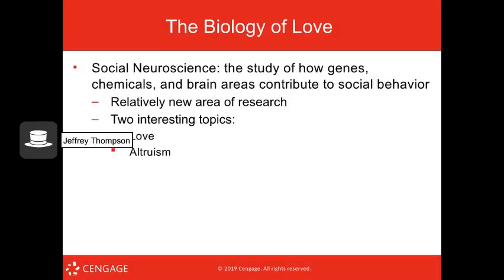Now we're going to talk about love. Ooh. So, social neuroscience is a study of how our genes and chemicals and brain areas contribute to our social behavior. As mentioned before, this is a relatively new area of research, but it focuses on 2 very interesting topics: love and altruism.